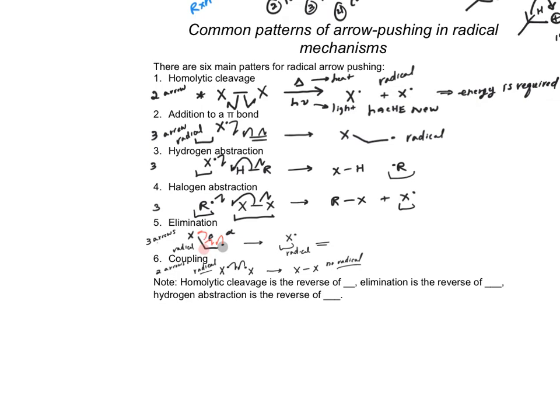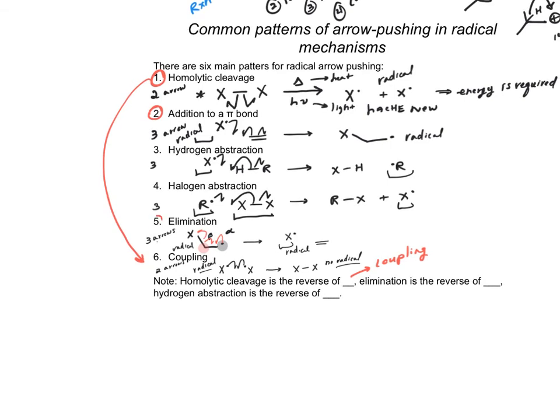But just note that a few of these are just the reverse of one another, right? So for example, homolytic cleavage, where we have a non-radical species, we homolytically cleave that bond to produce radicals. This is essentially just the exact reverse reaction as the coupling reaction, right? Taking those 2 radicals, putting them back together to form a non-radical species is the reverse of homolytic cleavage, okay? So homolytic cleavage is the reverse of coupling. And then if we look at addition to a pi bond and elimination, these guys are also just the reverse of one another. So elimination is the reverse of addition to a pi bond.